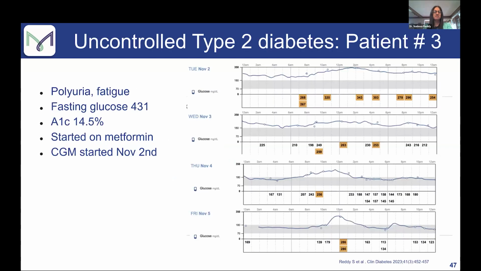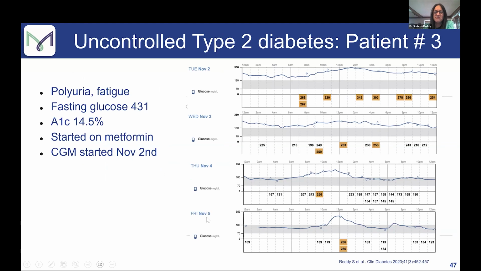The patient was started on the CGM on November 2nd and metformin. So this is an Abbott Freestyle. And you can see this gray shaded area, 70 to 180. You can see this patient is way up here, 300s, 400s. But look what happened. This is November 2nd that we started the CGM.